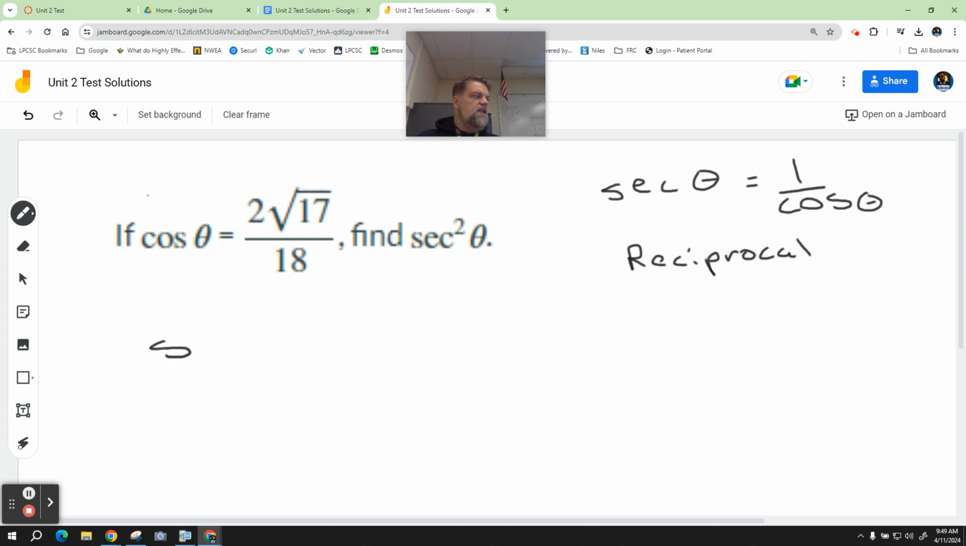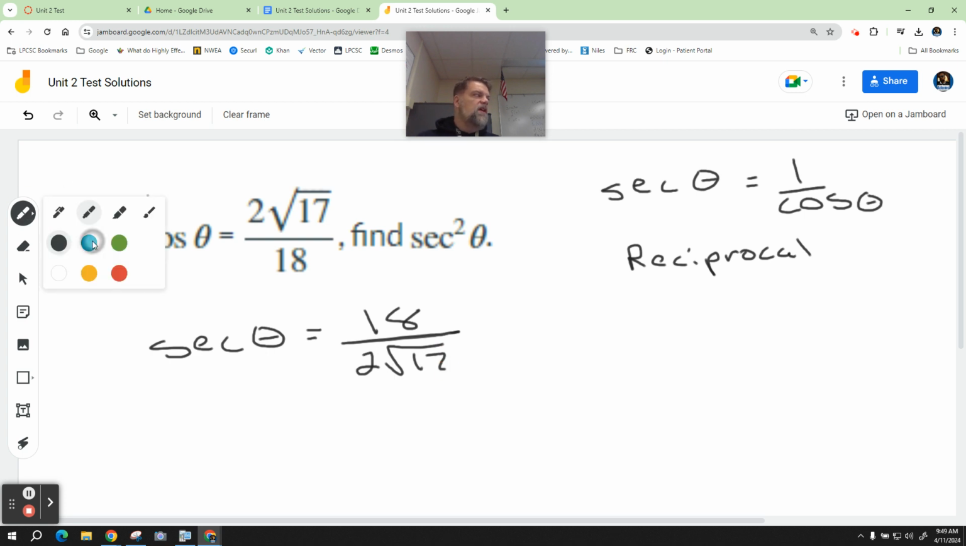So then over here, I would say that secant of theta is equal to 18 over 2 times the square root of 17. Now, normally I would say rationalize the denominator and all that stuff, but actually, because we're going to square it, I'm going to square this side, and whatever I do on one side, I'm going to do to the other side.